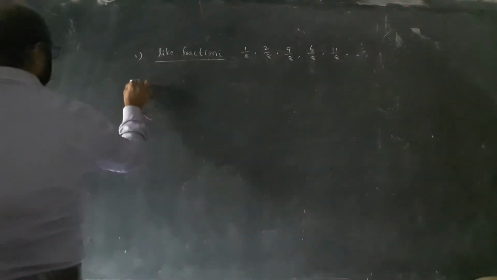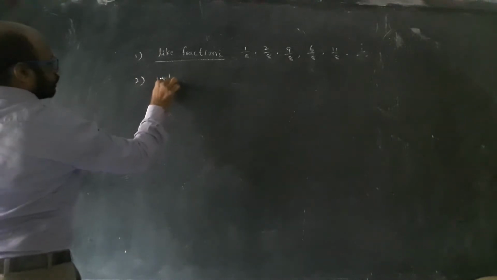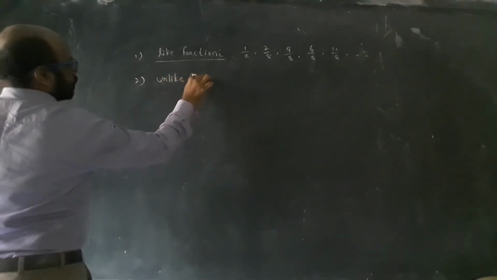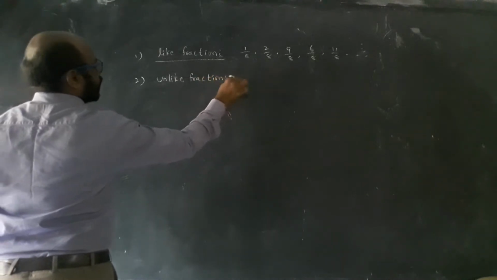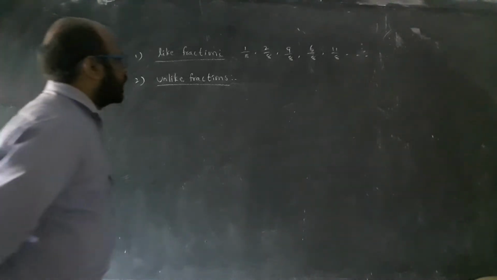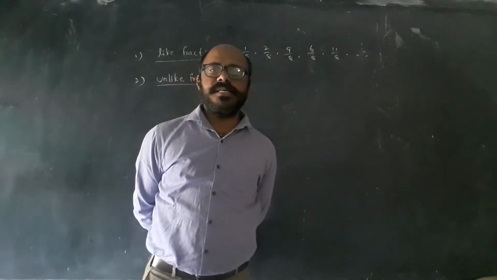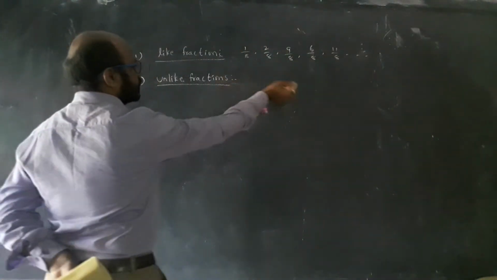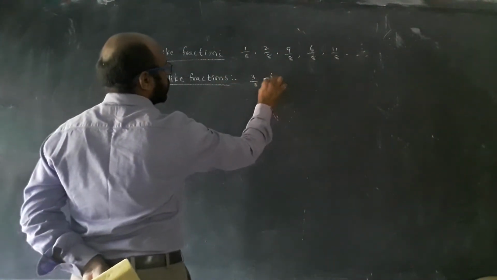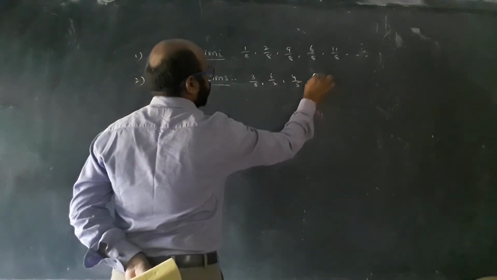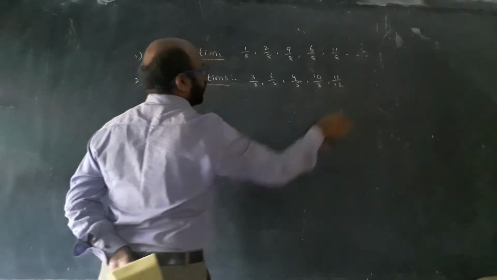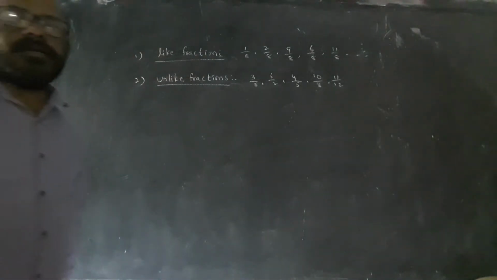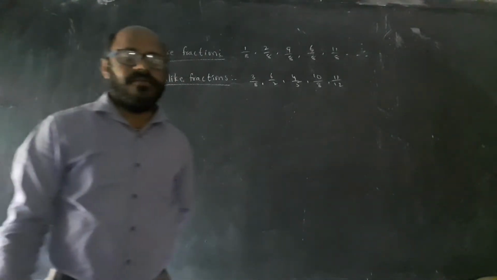The second one is unlike fractions. Unlike fractions means a group of fractions having different numerators and different denominators, for example 3 by 8, 6 by 2, 4 by 5, 10 by 8, or 11 by 12, like that.